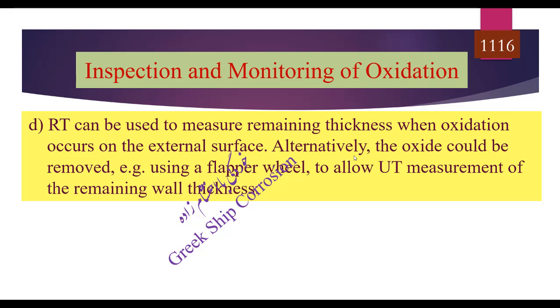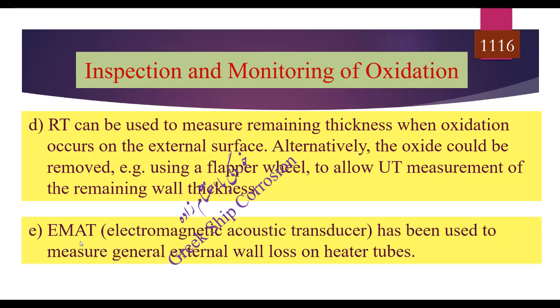Alternatively, the oxide could be removed, for example, using a flapper wheel to allow ultrasonic testing measurement of the remaining wall thickness. E. Electromagnetic acoustic transducer has been used to measure general external wall loss on heater tubes.